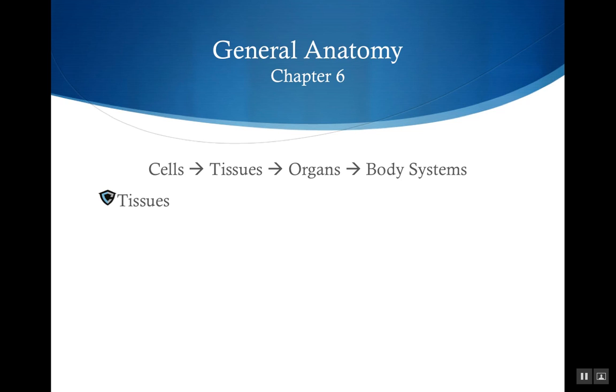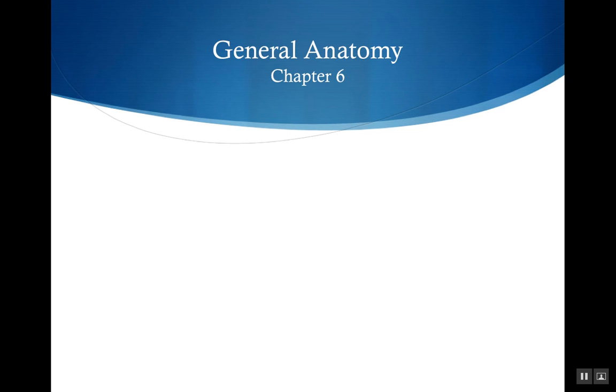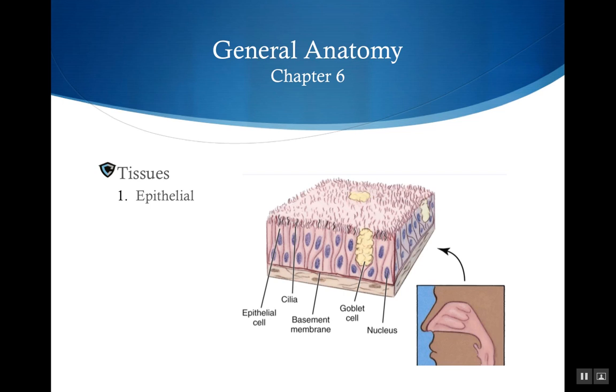When millions of the same type of cell join together to perform a specific function, tissues are formed. And so there are 4 main types of tissues that we're going to discuss: epithelial tissue, connective tissue, muscle tissue, and nerve tissue.